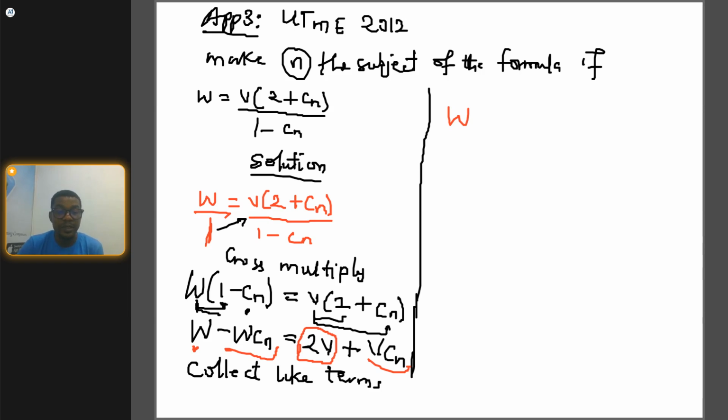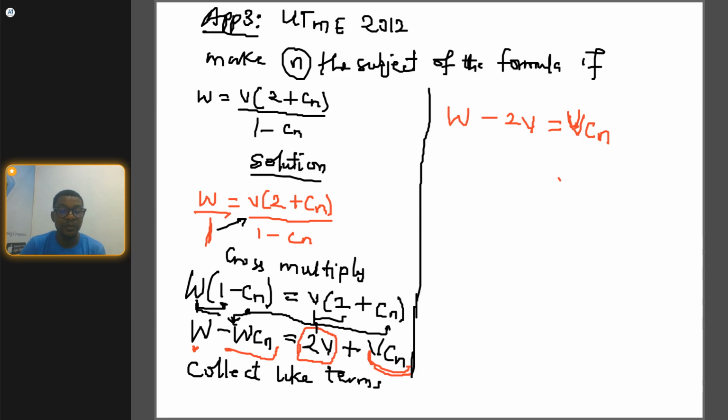So by doing that, he's going to come inside here. It was a positive value before. It was plus 2v. So when plus 2v crosses the equal sign, it becomes minus 2v. So we are going to have minus 2v equals to what we have here before, which is VCN.